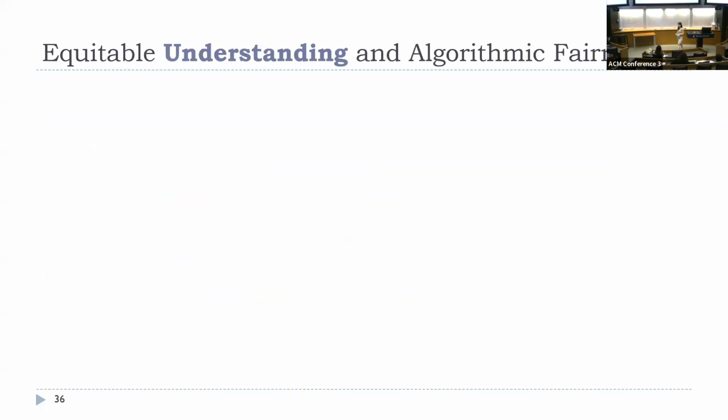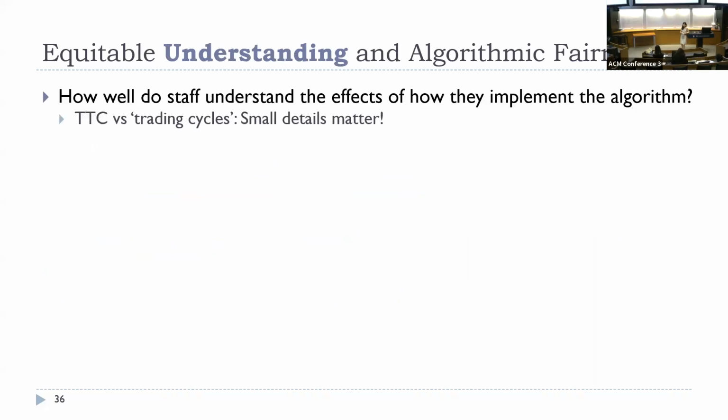Second piece, this one I think is really understudied. I'm just starting to see more literature looking at how we look at equitable understanding of these algorithmically driven processes. So for example, as I told you earlier, in San Francisco, we saw that small details matter in how you implement a mechanism. This thing that looked in the pseudocode at a high level a lot like deferred acceptance or top trading cycles was actually neither. And because of that, it lost a lot of its good properties.